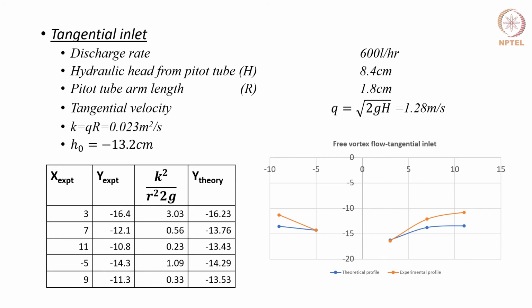So this slide shows the sample values for a tangential inlet. We can see that the discharge rate is less than that we have obtained for a normal inlet. That means a steady vortex is formed at a lower discharge rate when the inlet is in the tangential direction. Also, the pitot tube readings are higher than the previous ones. That means this vortex is having a higher velocity than the previous vortex.